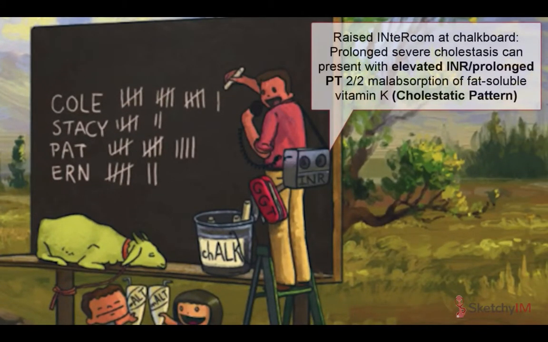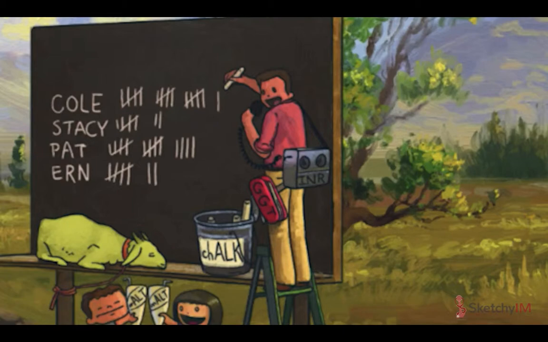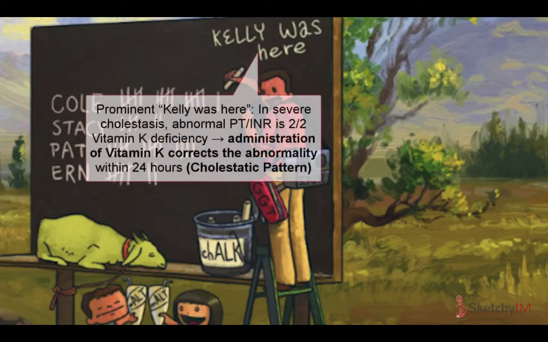Prolonged severe cholestasis can present with a prolonged PT and elevated INR as well. So we've brought in another one of those INR intercom radio thingies. Why the elevated INR? Well, cholestasis leads to decreased absorption of fats, including fat soluble vitamins such as vitamin K. Without sufficient vitamin K, hepatocytes are unable to synthesize vitamin K dependent coagulation factors in the extrinsic pathway. Since vitamin K deficiency is responsible for the elevated INR, a single injection of vitamin K should correct the abnormality within 24 hours.